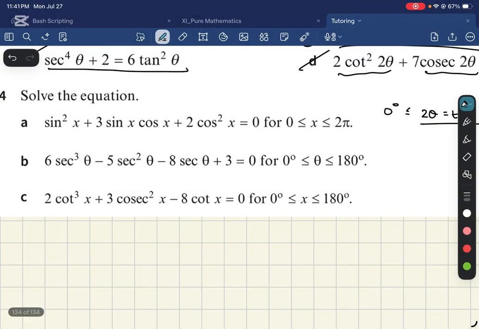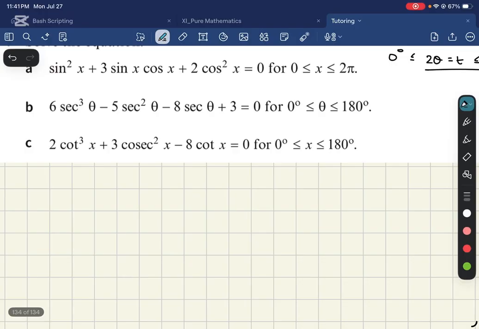All right, so we are going to do question 4. 4a says sine squared x plus 3 sine of x cosine of x plus 2 cosine squared x is equal to 0. And we are solving this for x between 0 and 2 pi.